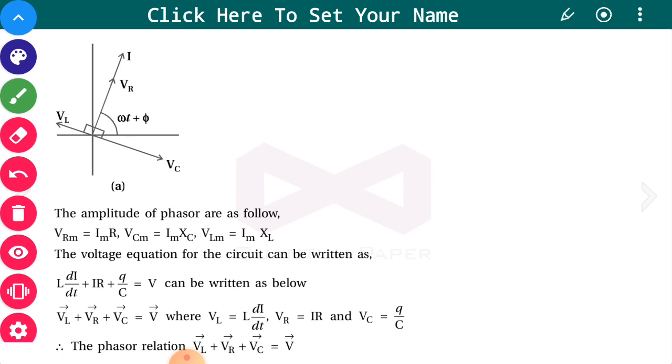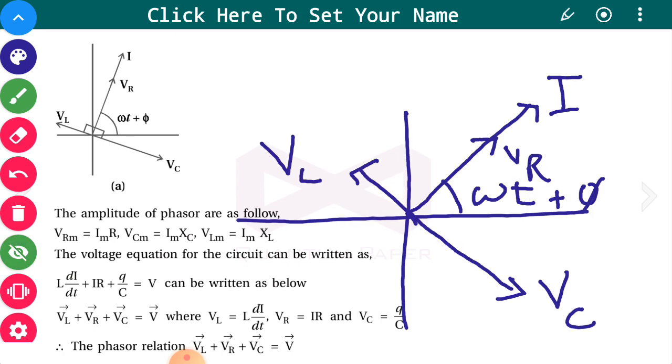The amplitude of the phasor for voltage across resistor is nothing but current into resistance, so it will be Im R. Then voltage across capacitor will be Im into XC. This is just Ohm's law. Voltage is current multiplied by resistance, and this is also current multiplied by reactance. Reactance behaves as a resistance. And voltage across inductor is Im into XL.